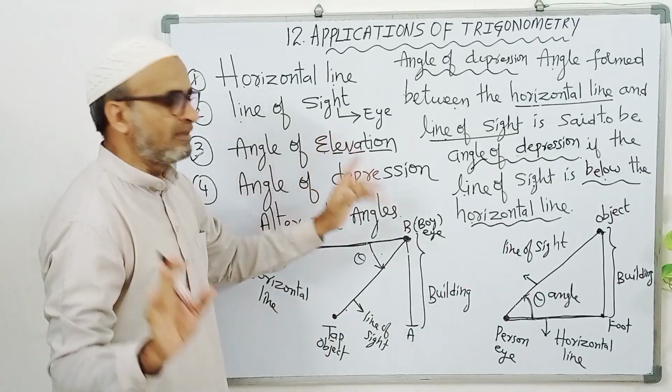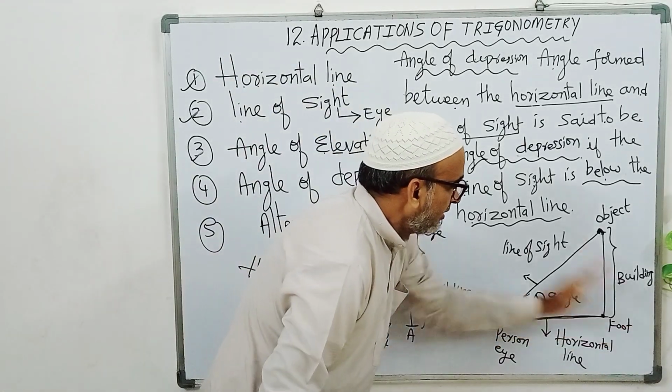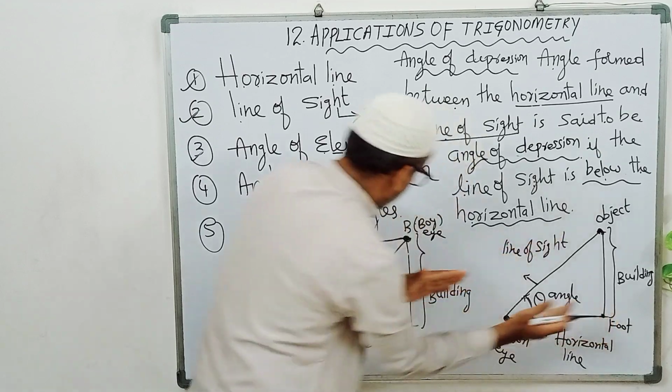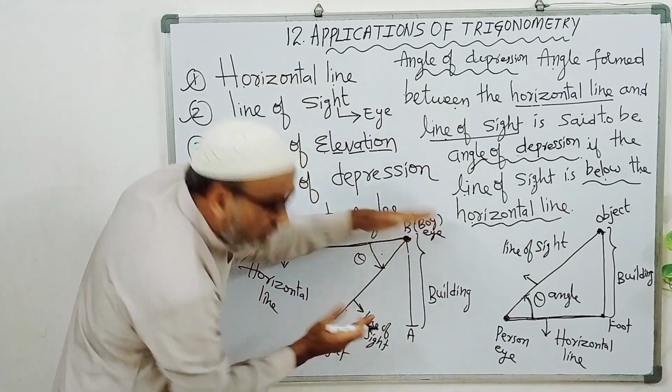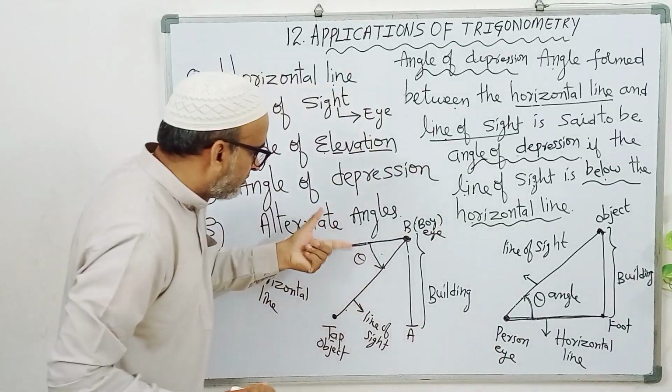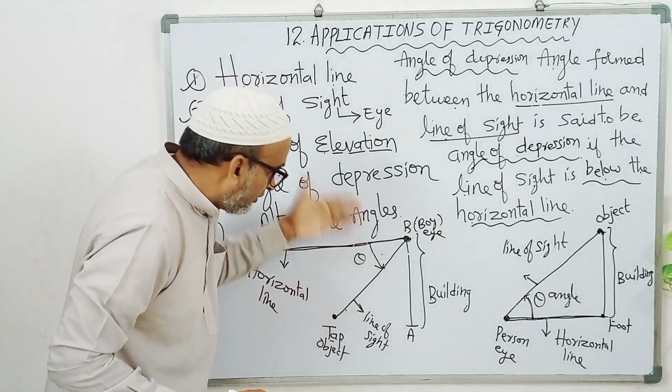Simple definition: horizontal line, line of sight. If the line of sight is above the horizontal line, between these two is the angle of elevation. If the line of sight is below the horizontal line, between these two is the angle of depression.